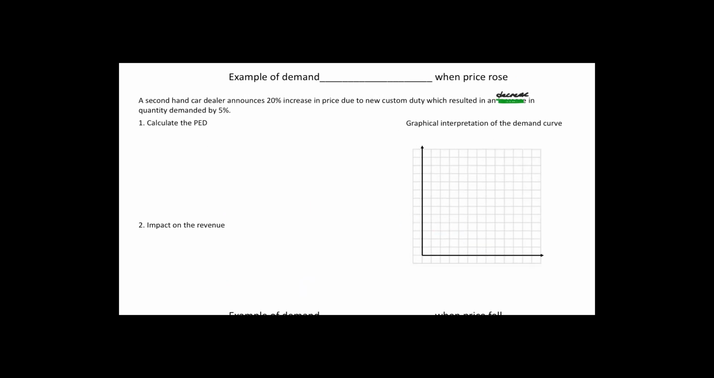Says a second-hand car dealer announces a 20% increase in the price due to new custom duties, which resulted in a decrease in quantity demanded by 5%. Let's write the formula. PED equals percentage change in quantity demanded over percentage change in price. So the change in quantity demanded is minus 5, and the rise in the price is 20%, giving us minus 0.25.